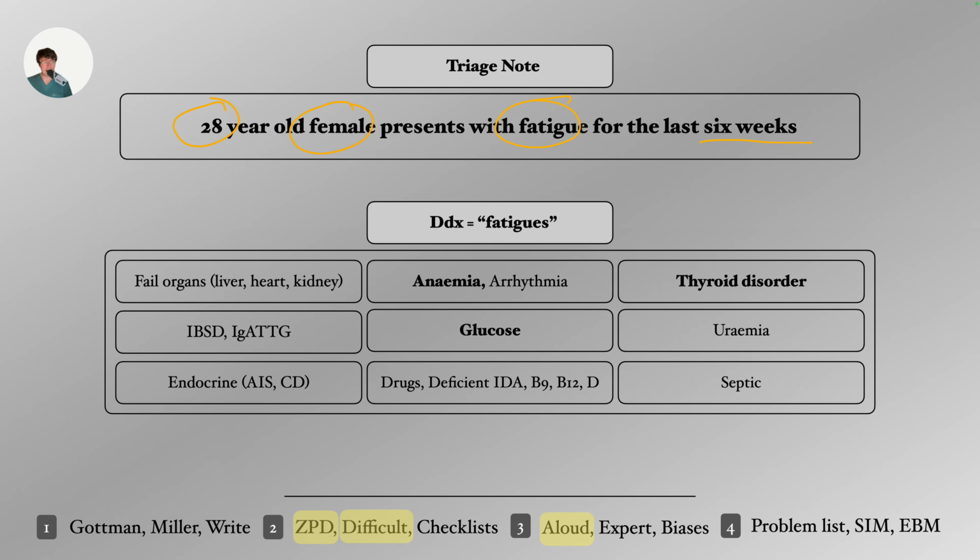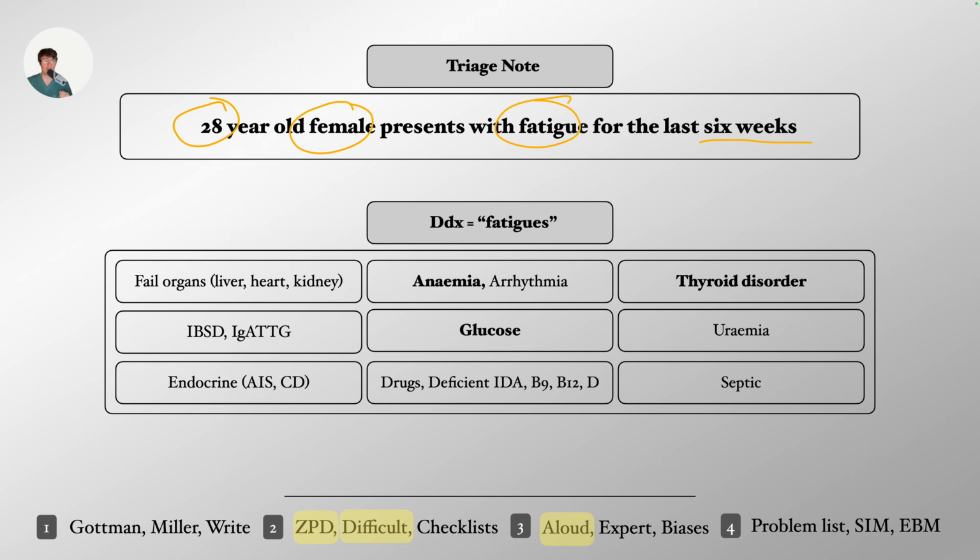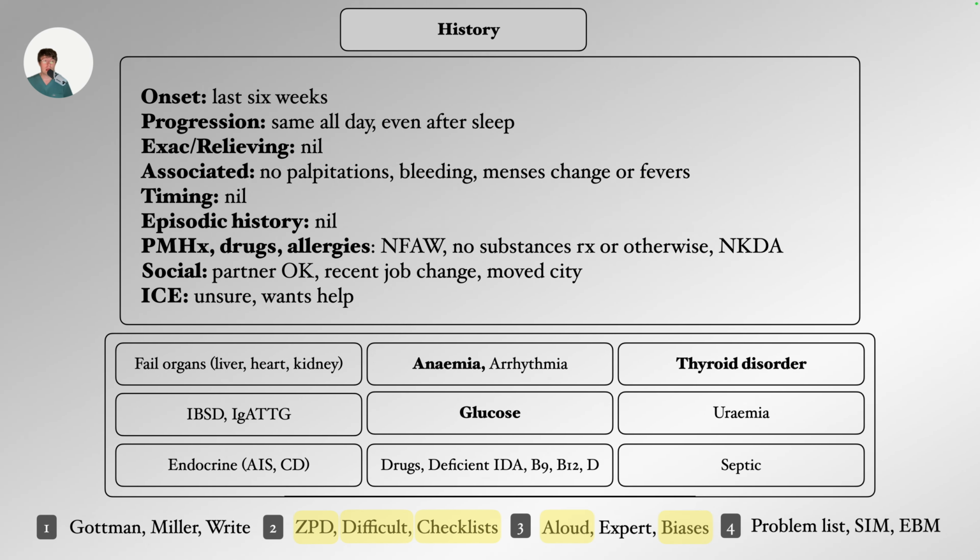So I would hide the differential, and I would have someone scribing and writing on the board what they could come up with, first of all. So then I would do the history.